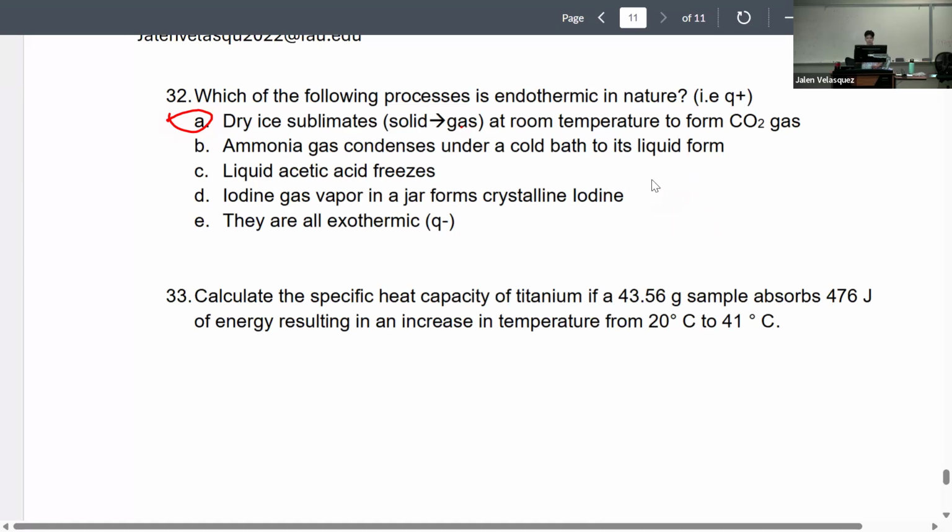Now the rest of these, B through D, what kind of a process are these? These are exothermic, so Q negative. The way you can think of that is think of how the molecules are moving, right? Anytime molecules move closer to each other, when they're coming together, it is exothermic. When they move away, it is endothermic, right?